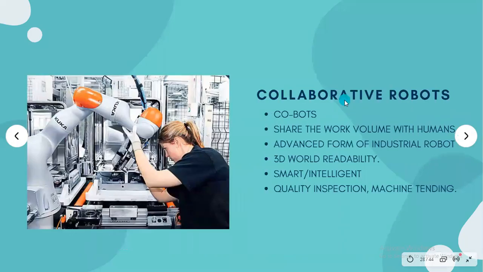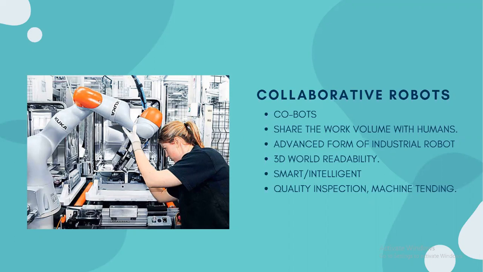The next I would like to discuss are collaborative robots. These are called cobots, right? Cobots are basically a miniature version of these industrial robots, so the basic dynamics or kinematics associated with them are similar to industrial robots. The most number of job providers in the field of robotics are collaborative and industrial robots, right? But one advantage of collaborative robots is that they have 3D world readability, which means they are expected to share their work volume with human beings.